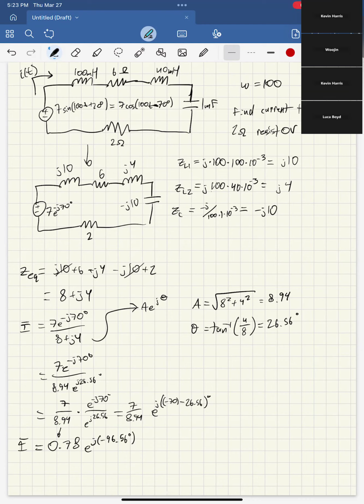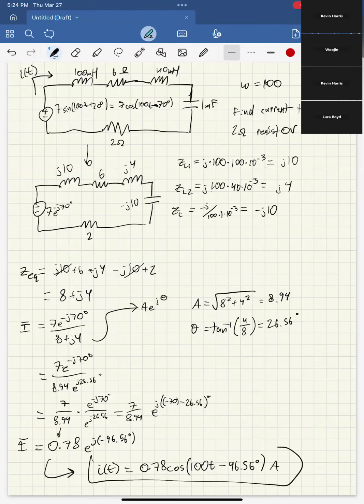However, remember, if the question starts in time domain, you have to end it in time domain as well. So we just have to convert this back to time domain. And we know how to do that. You just do the inverse of what we did at the beginning. So I of t is going to be 0.78 cosine of, the frequency stays the same, so 100t, and then the phase is minus 96.56 degrees. And amps, important. Don't forget the unit. That would be your final answer.